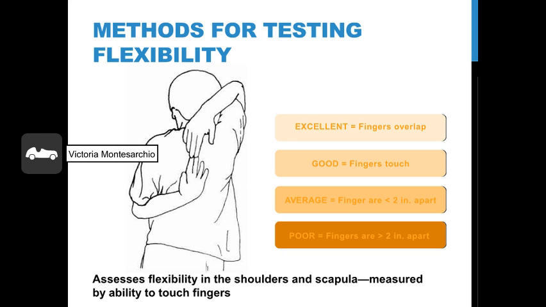One last test that can be used for the flexibility of the shoulders and scapula is the hands behind your back test. Have your athlete try and touch both hands behind their back. Level of flexibility can be measured by the following: excellent if fingers overlap, good if fingers touch, average if fingers are less than 2 inches apart, and poor if fingers are greater than 2 inches apart.